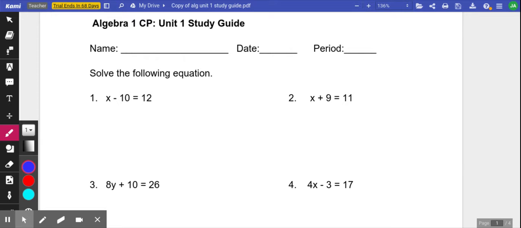Right, so let's go over the study guide. So the first 4 questions here, we just have to solve the equations. So number 1, we have x minus 10 equals 12.